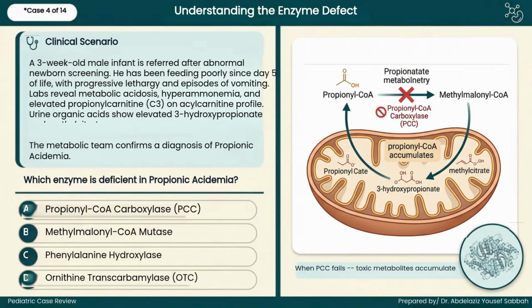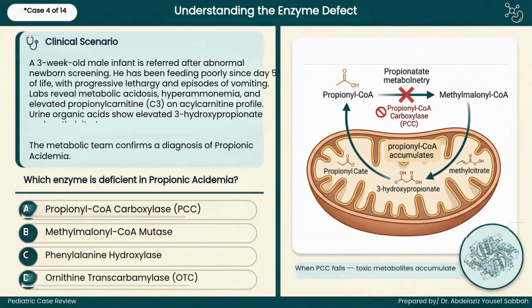Case 4. A 3-week-old male infant is referred after abnormal newborn screening. He has been feeding poorly since day 5 of life, with progressive lethargy and episodes of vomiting. Labs reveal metabolic acidosis, hyperammonemia, and elevated propionylcarnitine, known as C3, on acylcarnitine profile. Urine organic acids show elevated 3-hydroxypropionate and methylcitrate. The metabolic team confirms a diagnosis of propionic acidemia. Which enzyme is deficient in propionic acidemia?